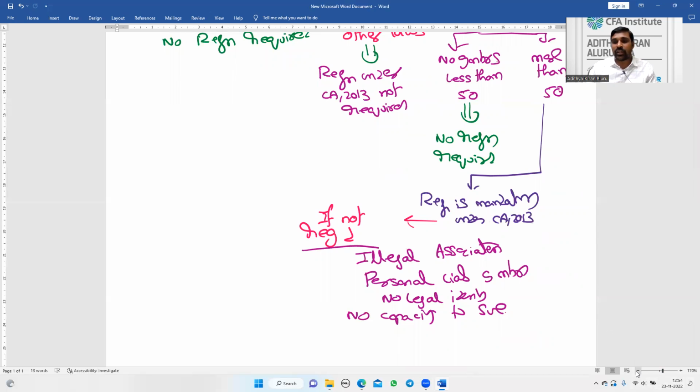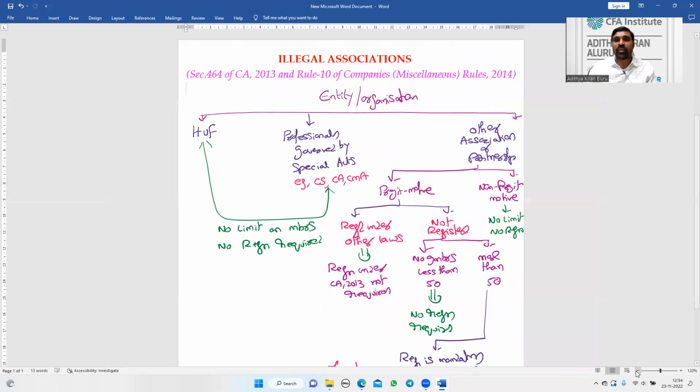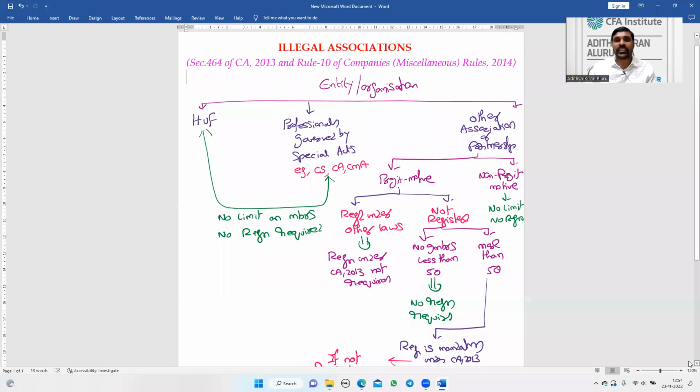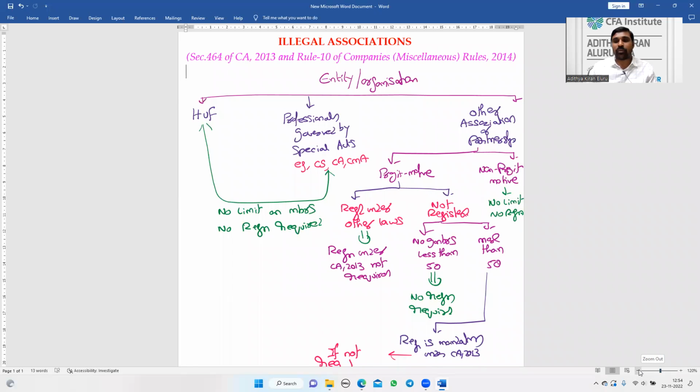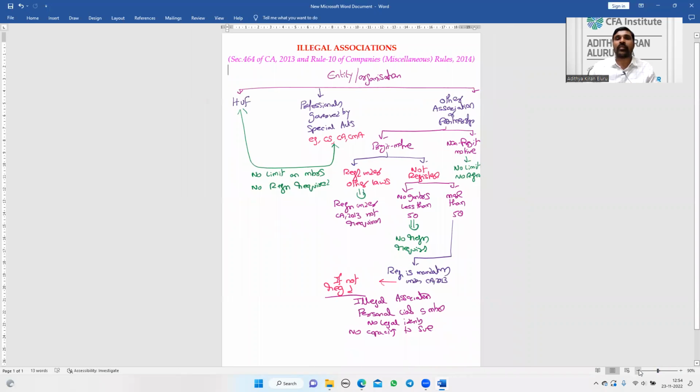So this is all about illegal associations. In other words, for which type of business entities is registration mandatory under the Companies Act? This is all about illegal associations.